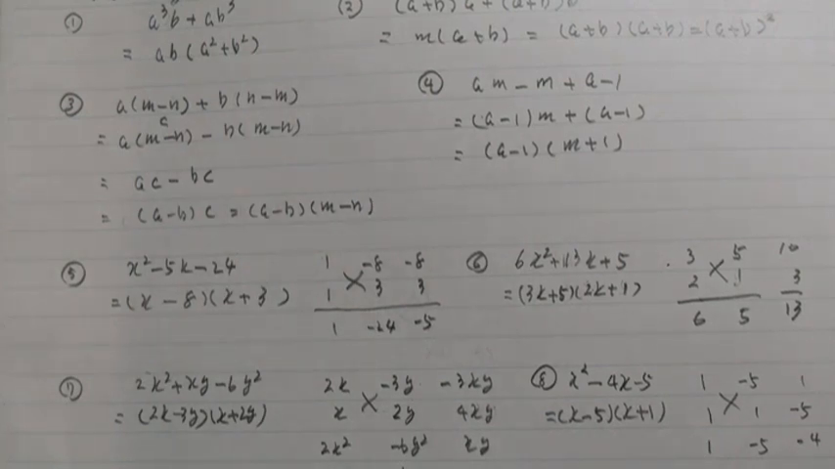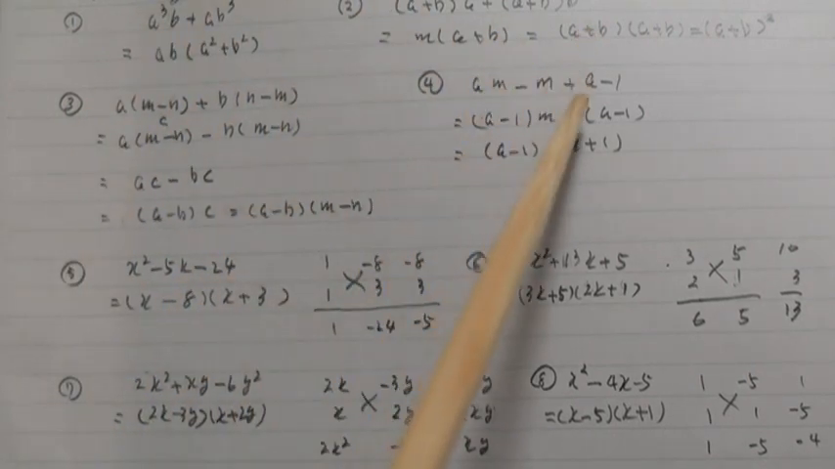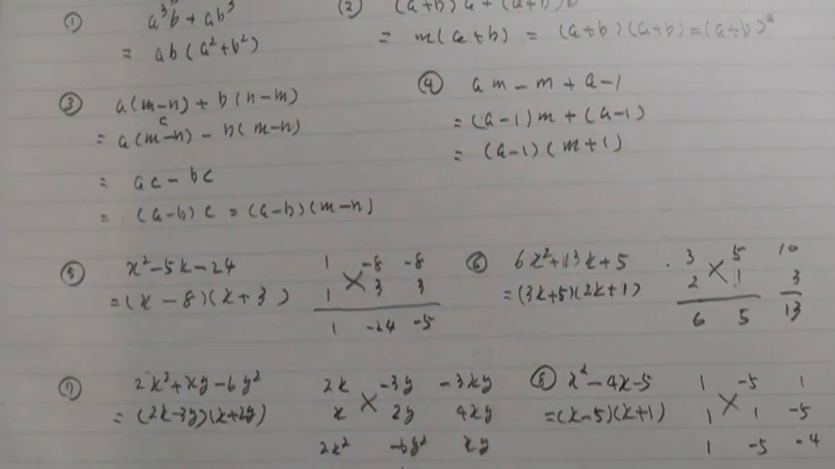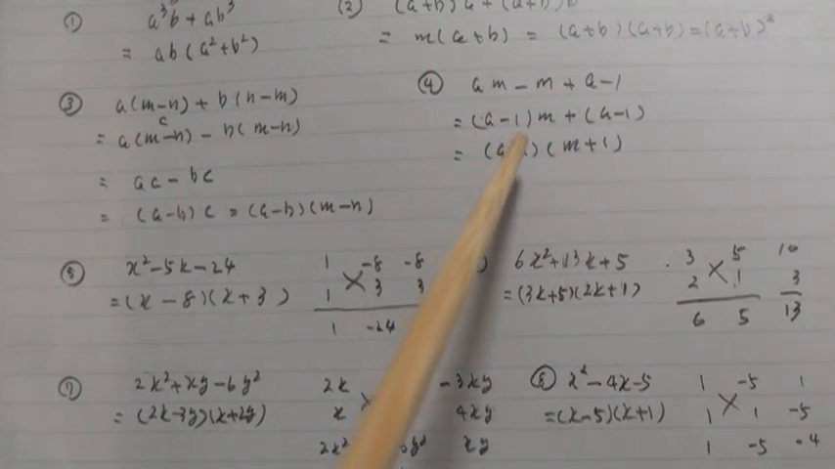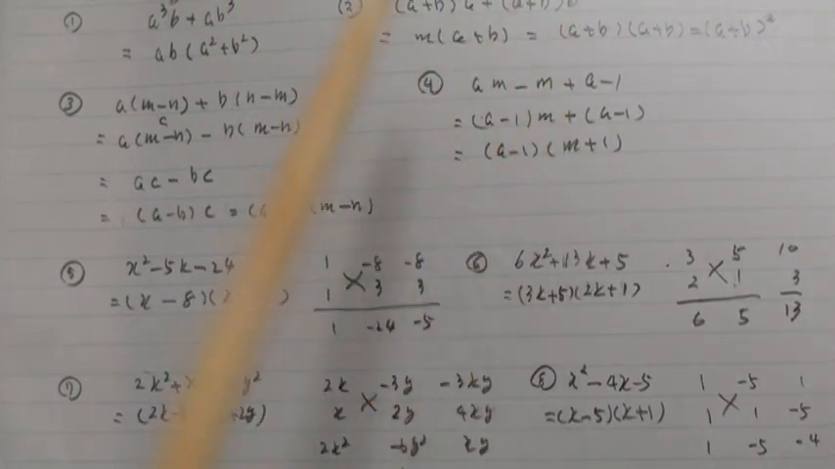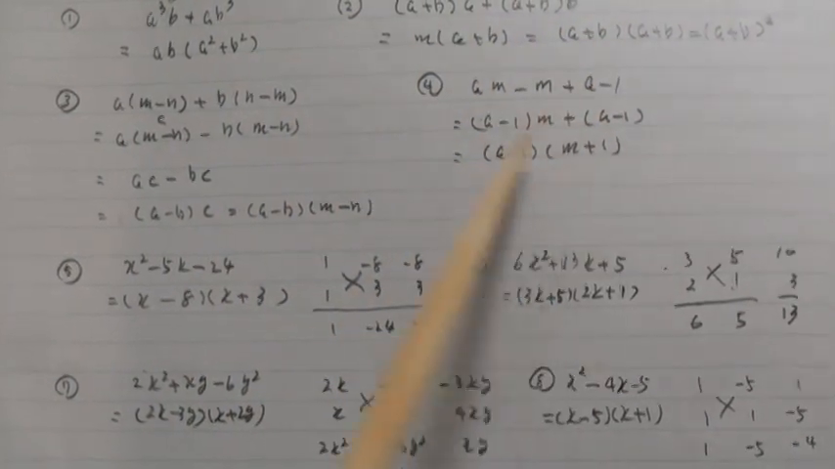And take 4. a(m − 1) plus (a − 1) equal 2 times only, (a − 1), m, a(m − m). And plus (a − 1), this is a common factor (a − 1) outside. And (a − 1)(m + 1), and confirm.